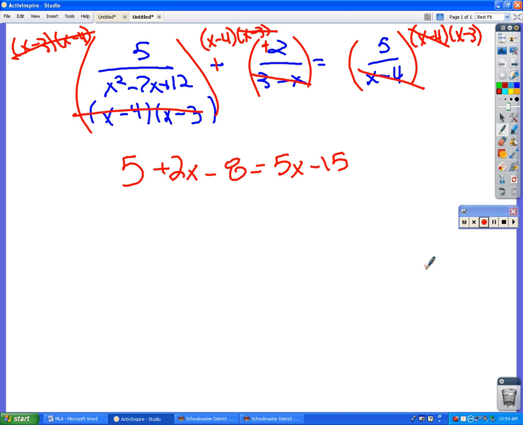Okay? Do you guys understand all that? That's a lot of steps. Yeah, and then now you just solve it the normal algebra way.